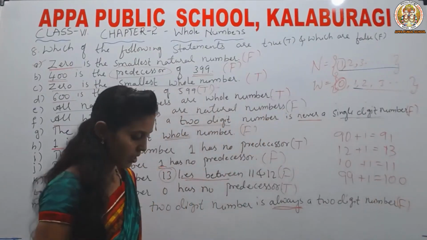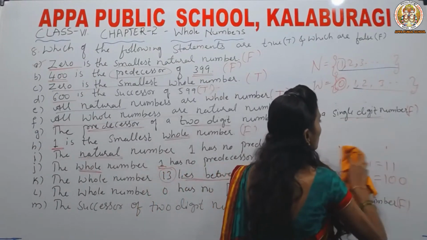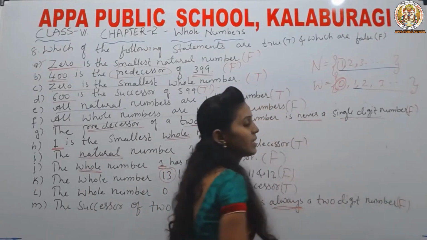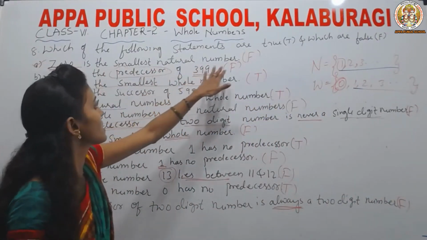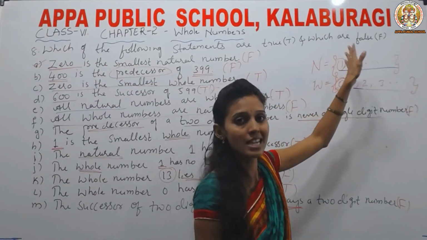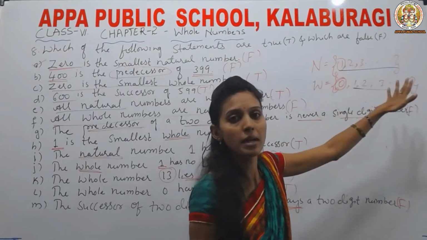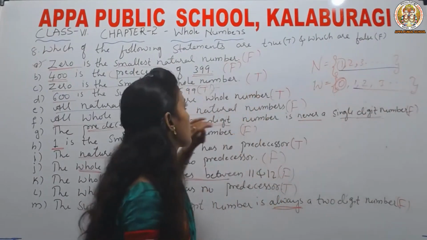Got it? These are all true or false. Understood? 0 is the smallest natural number. No, because natural numbers start from 1. All the counting numbers are natural numbers, so it starts from 1. You don't have any 0 in natural numbers.